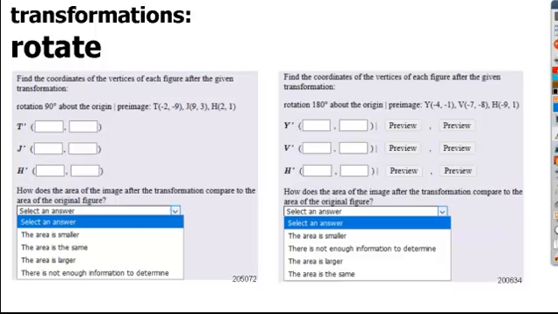Different rotations that you are going to be responsible for: a rotation of 90 degrees and a rotation of 180 degrees. Okay. So I'm going to write down some rules for these, but I'm also going to show you there's an easier way to look at it than trying to memorize the rules.